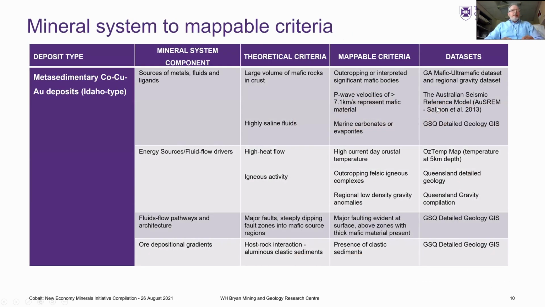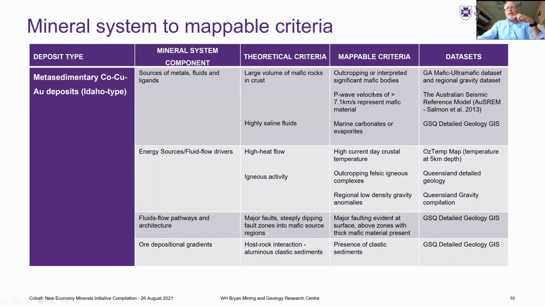So if you want to go looking for those in Queensland, this is the mineral system to mappable criteria process that Rick outlined that has been done so well in this country, particularly by Geoscience Australia recently. So we've looked at the deposit type, which is the metasedimentary cobalt, copper, gold deposits, the mineral system, you know, the source, the drivers, the pathway, and the depositional gradients, and the theoretical criteria: what are we actually hoping to see that will give us an indication that we're seeing these mineral system components.